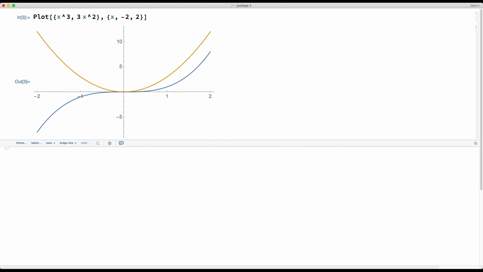Right, now, what would the derivative of 3x squared be? We got a bit of an issue there. What's the derivative of x squared? So what do you think the derivative of 3x squared is? How about 6x? Yes, and that's exactly correct.